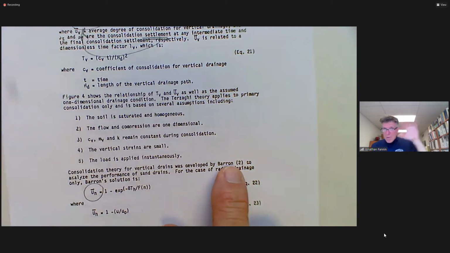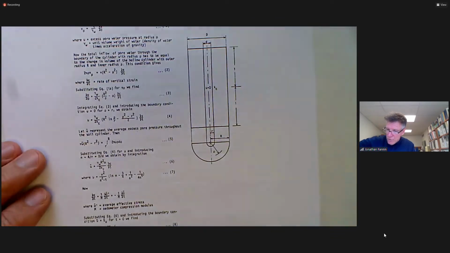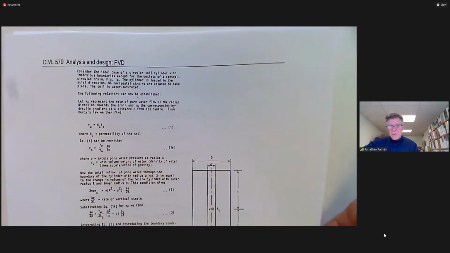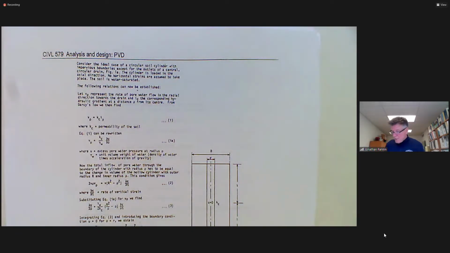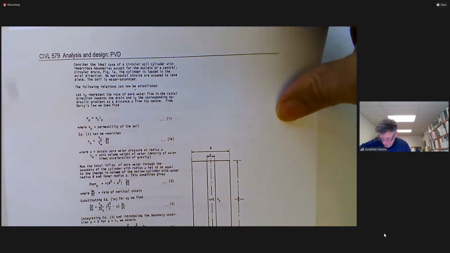Now let's put Barron to one side. His work will float through, but this is the key derivation for modern design practice, and that came in the 1970s. It was a slight variation to Barron's work, because Barron had strictly circular drains. They were sand drains. Hansbo, this Swedish guy, reworked things a little bit, and I'd like to take you through Hansbo's derivation.